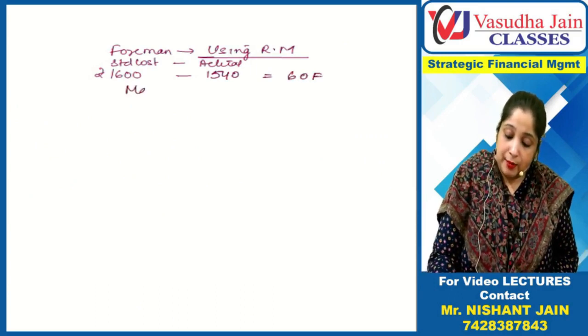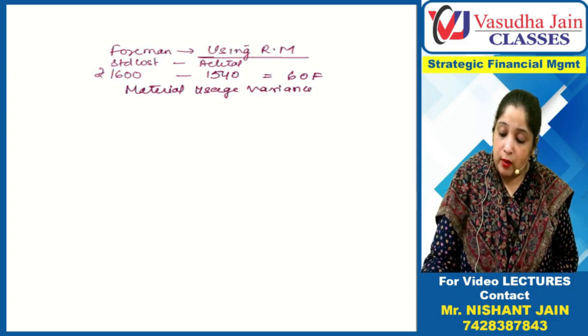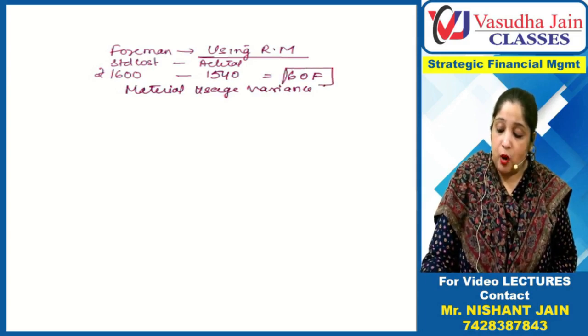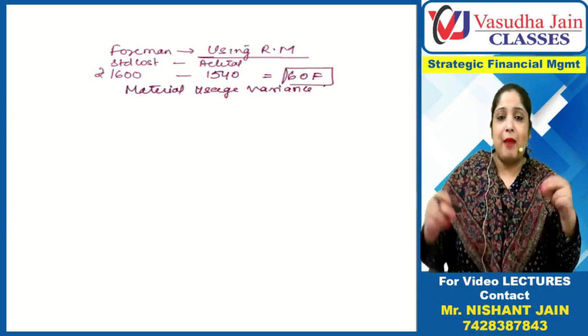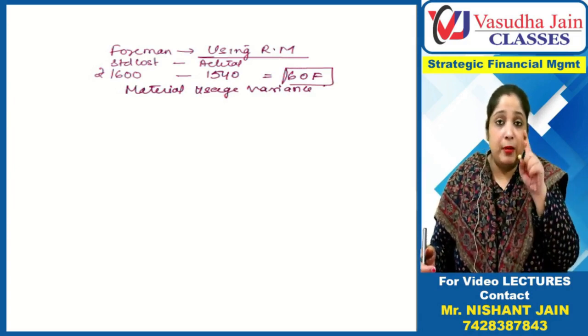This is termed as material usage variance. And the foreman is called and told the material usage variance. And after watching this 60 rupees favorable, he is dancing. Ma'am, see, because of me, 60 rupees is gained by the company. I'm just telling him, I'm going to scold him.